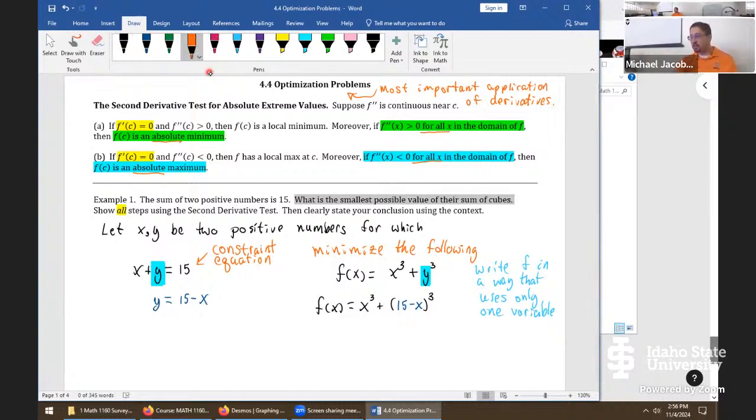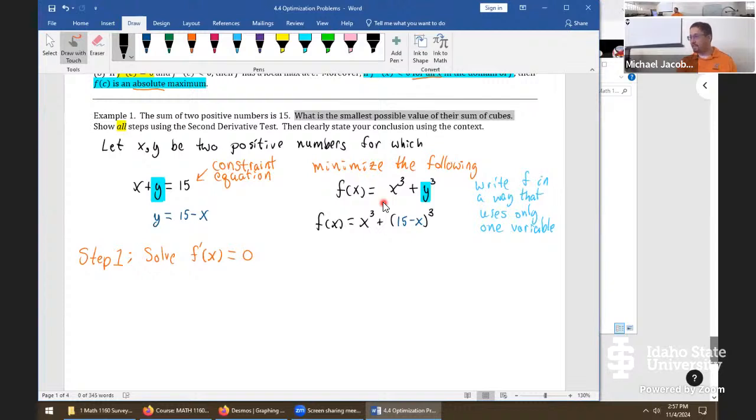But now that we have a function, let's call this step 1. Solve f prime of x equals 0. That means we're using the second derivative test to make this happen. So here's our function f. Differentiating is not too bad. We'll write f prime of x equals, on the first term, we'll get 3x squared. On the second term, this one is now a chain rule derivative, so let's work out this one carefully. The inner function is 15 minus x.